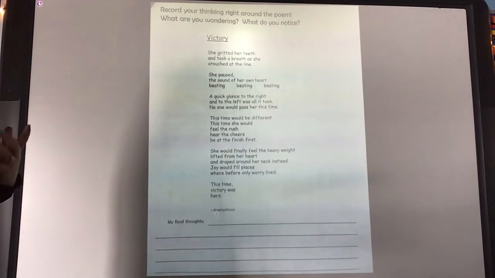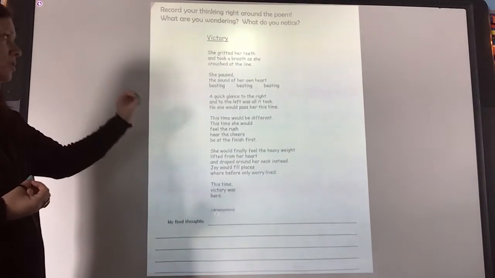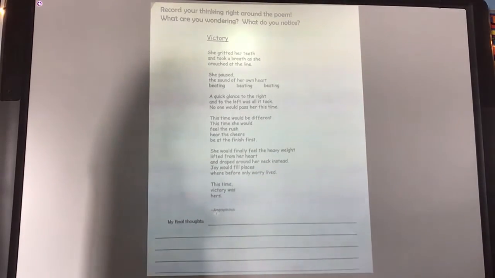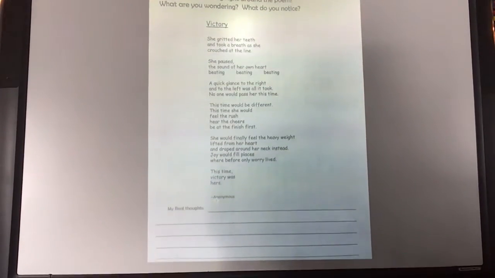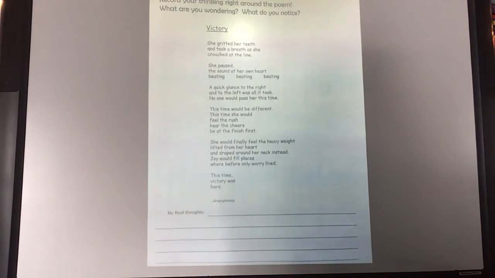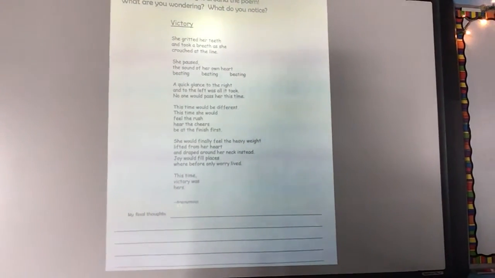Now, obviously, is anybody going to have the same notes? No. Everybody's going to have different notes here, and there's no right or wrong. It's whatever you think about as you're reading this poem. Okay? Whatever makes you question, wonder about, maybe something else you're curious about that it doesn't tell you. Anything at all is what you're going to write down.